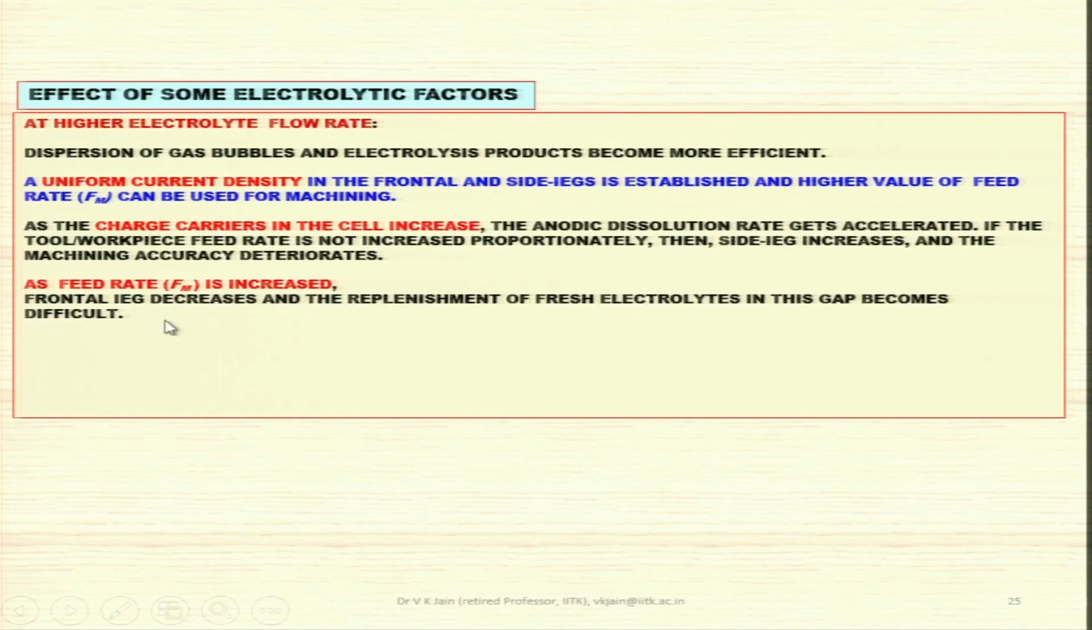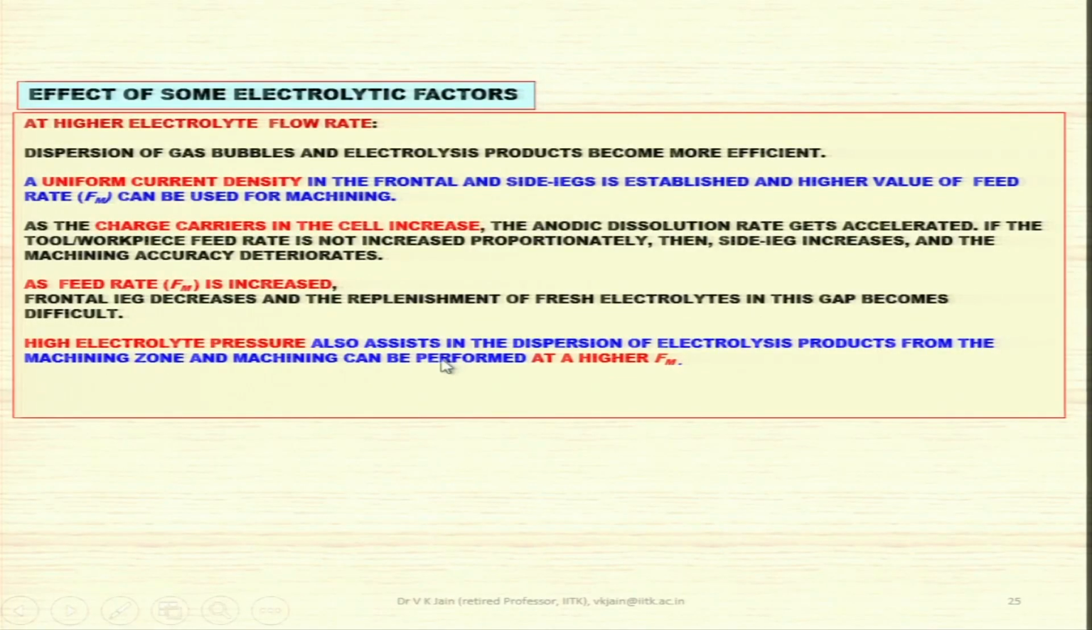As feed rate is increased, frontal inter-electrode gap decreases because the wire comes closer to the workpiece and the replenishment of fresh electrolyte in this gap becomes difficult because the gap decreases, so definitely it needs higher pressure to get the same flow rate, but you are keeping the pressure constant. High electrolyte pressure also assists in the dispersion of electrolysis product, that is reaction product, from the machining zone, and machining can be performed at a higher feed rate, that is F_M as abbreviated here.